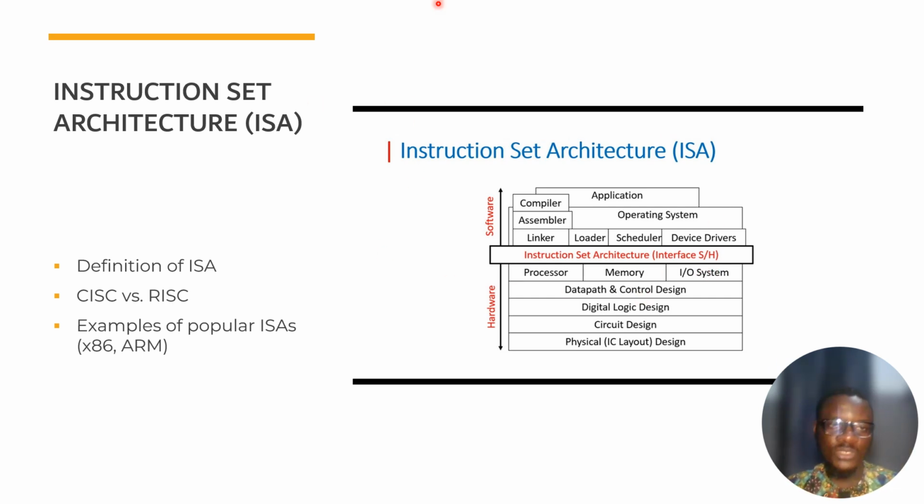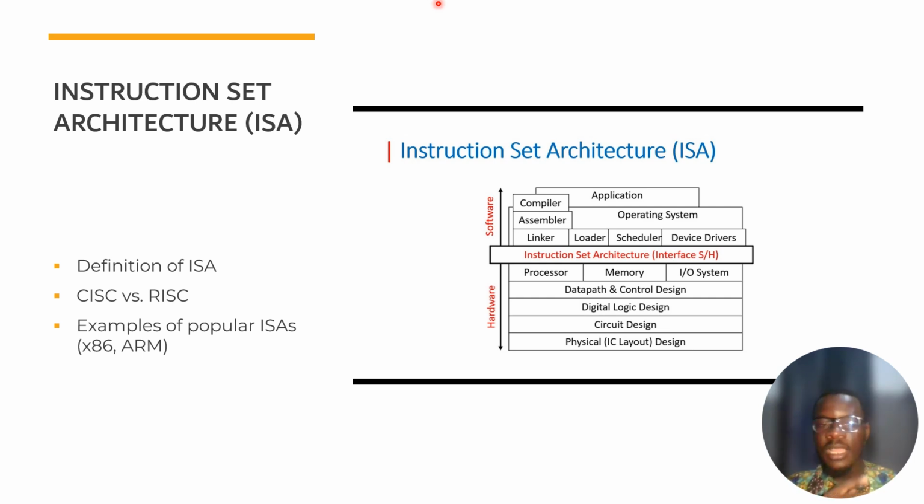Now ISA, which is instruction set architecture, is the interface between the computer hardware and the software. It defines the set of instructions that a processor can execute. So there are two types of ISAs. They have the CISC, which is complex instruction set computing, which has its own specialized instructions. Then we have the RISC, which is the reduced instruction set computing, which is a smaller set of simpler instructions.